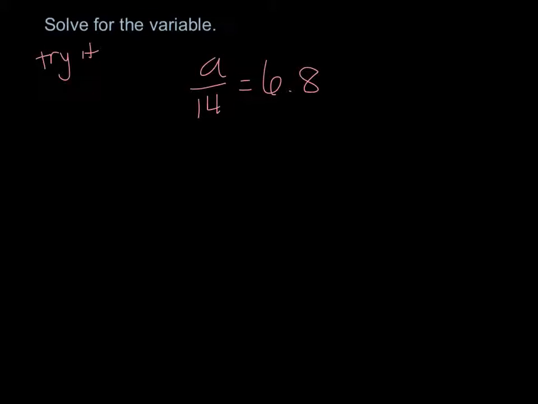This one is also decimals, but you can handle it. Multiply, or sorry, actually I won't tell you what to do. Let's see if you can do it on your own. Alright, hopefully you decided to multiply each side by the denominator of 14, crossing out these because they cancel, leaving you with a on this side, and 6.8 times 14.